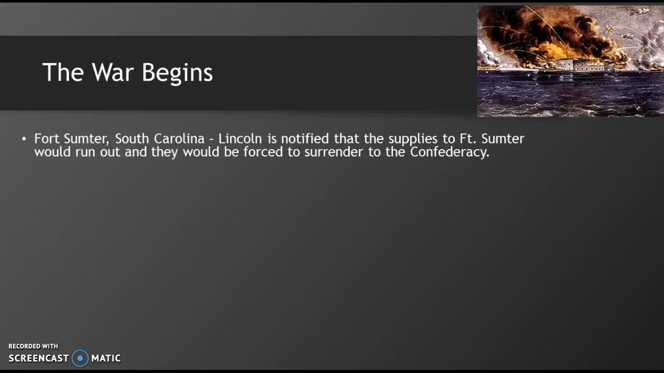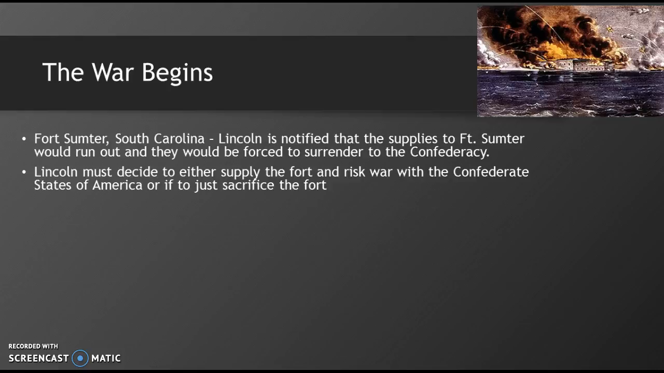Lincoln is notified that the supplies to Fort Sumter, for the soldiers that are stationed there, are going to run out pretty soon. And when that happens, they're going to be forced to surrender to the Confederacy, which means the United States is going to lose a federal fort to the South. So Lincoln's got a risky choice here. He's got to decide, is he going to supply the fort? And by doing so, they could potentially risk war with the Confederate States of America, because they might see that down in South Carolina as the Northerners invading a separate country. Because remember, to the South, to South Carolina, they had separated from the United States and created their own new country.